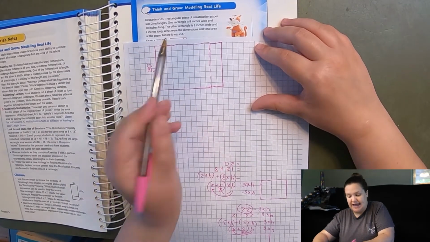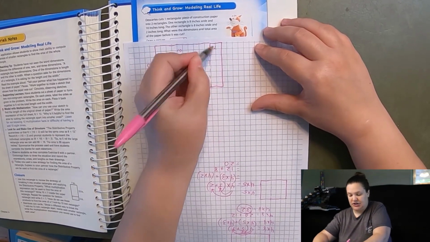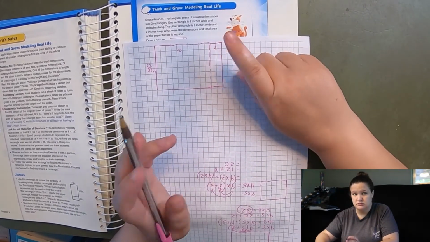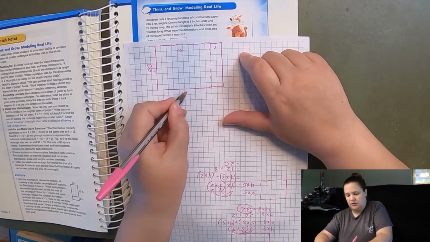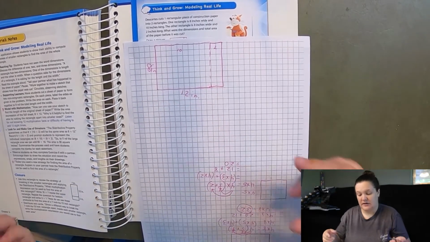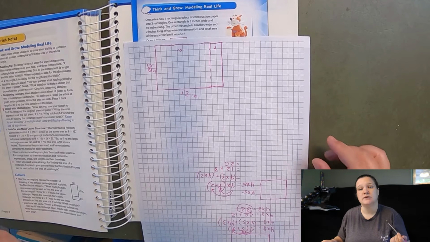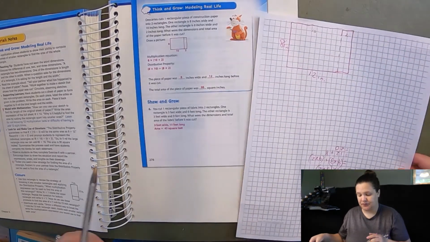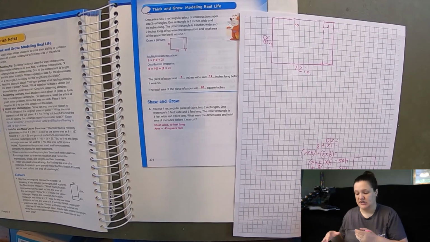Well, this part was 10, right? And this part was 2. So we're going to add those up. 10 plus 2 equals 10, 11, 12. 12 inches. Okay, so the dimensions before it was cut were 8 by 12. 8 inches wide and 12 inches long.